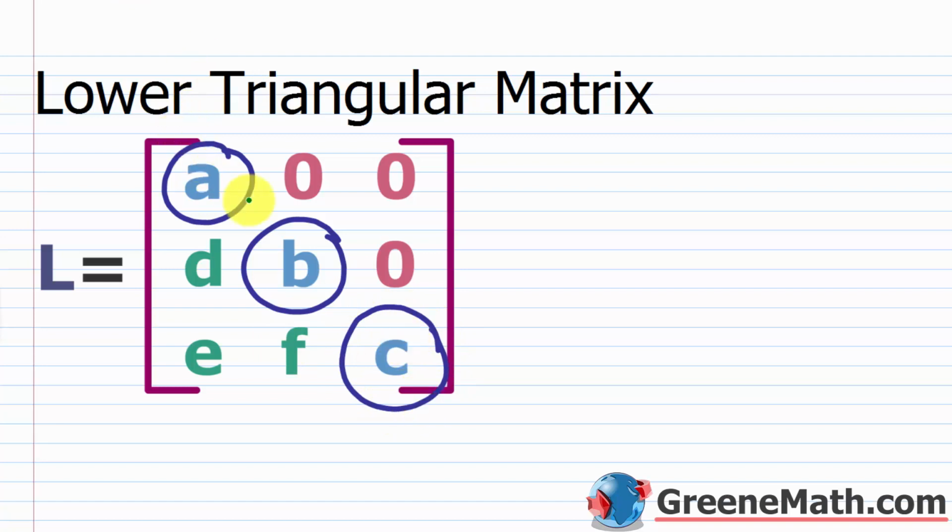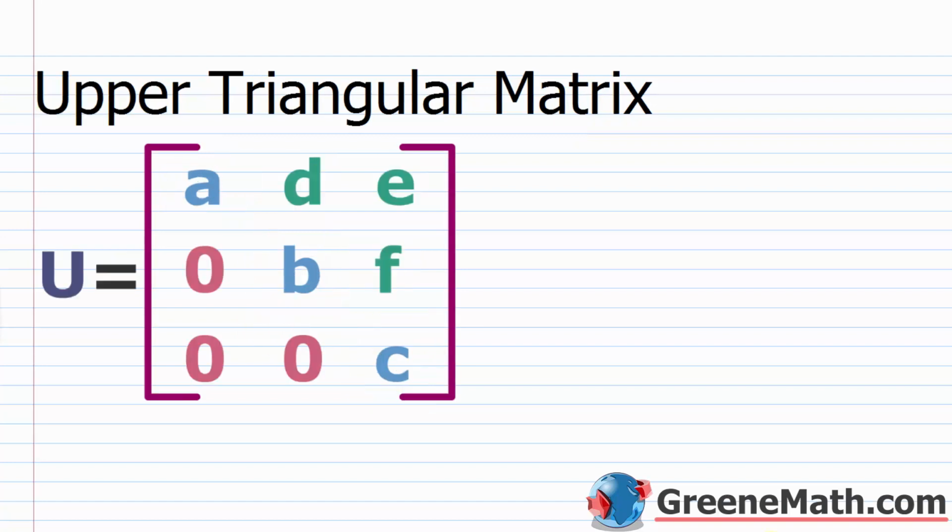So going down those diagonal entries, you could say this main diagonal. If I look above that, the entries should be all zeros, which is what we have here for the lower triangular matrix, or you could say this matrix is in lower triangular form. Now, similarly, the upper triangular matrix occurs when all the entries below the main diagonal are zeros. So again, here's your main diagonal and all your entries below are zeros.